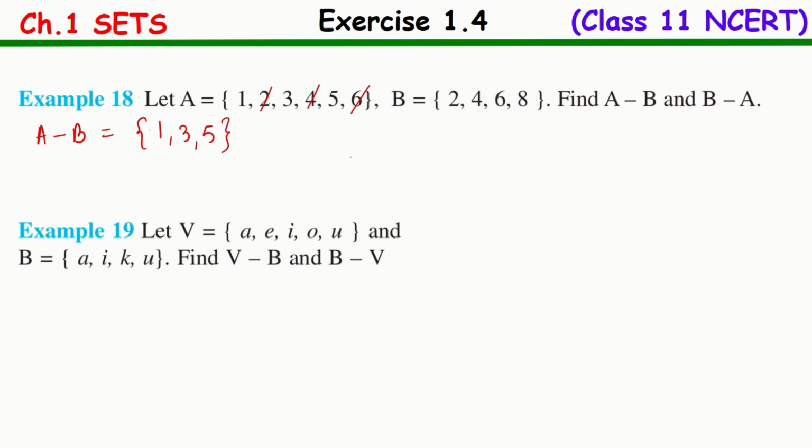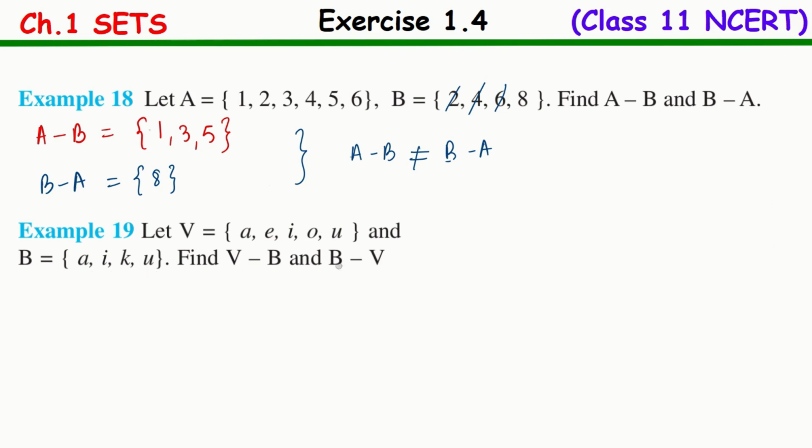Okay. So next we have B minus A. B minus A says that from B we have to remove the elements of A. A has 1, but 1 is not present in B. A has 2, we have to remove 2 from B. A has 3, we have to remove 3 here, but 3 is already not present. Then we remove 4, then 5, then 6. That's it. So B minus A will be 8. So from here you can conclude that A minus B is not always equal to B minus A.